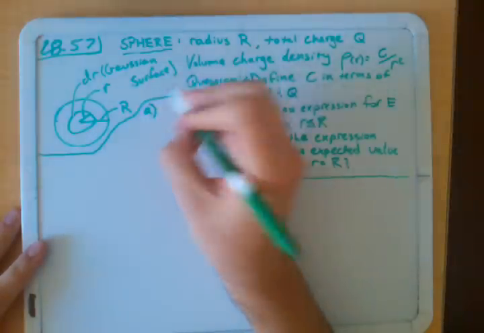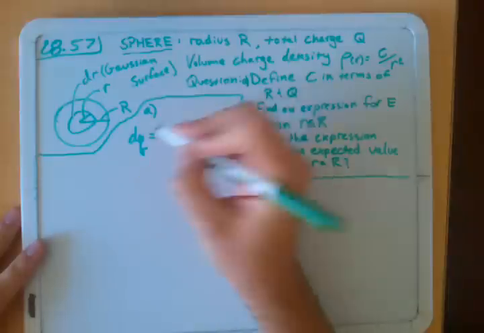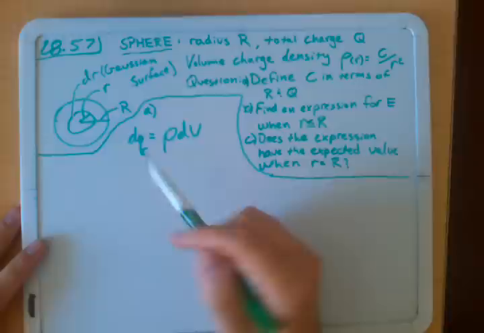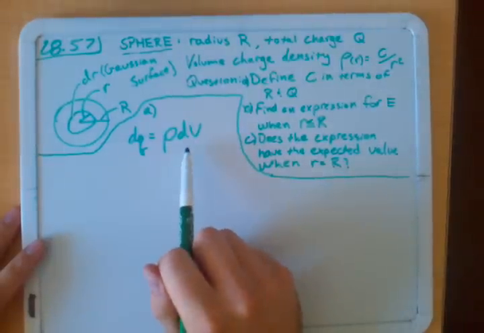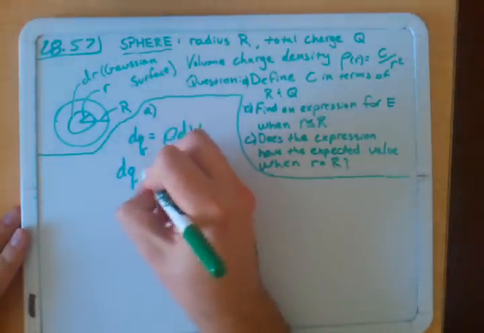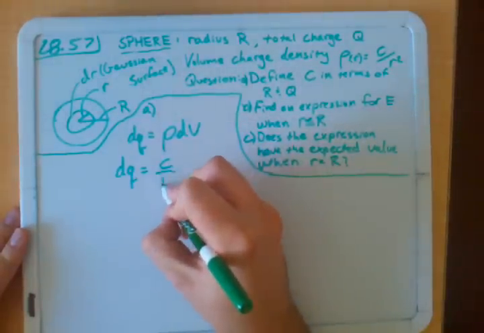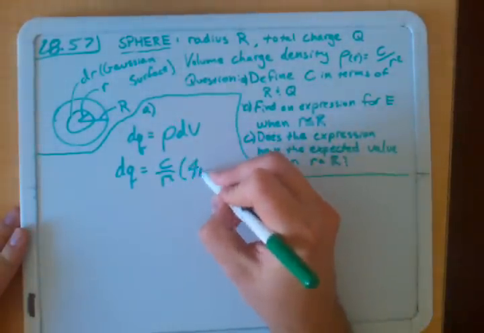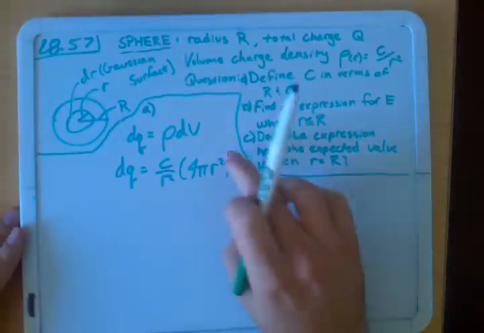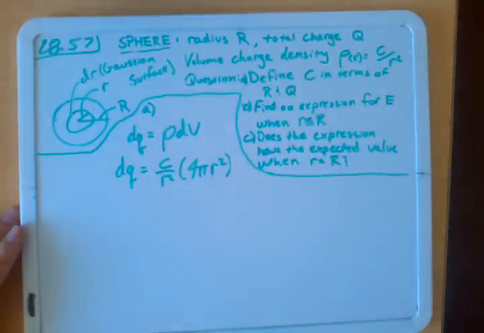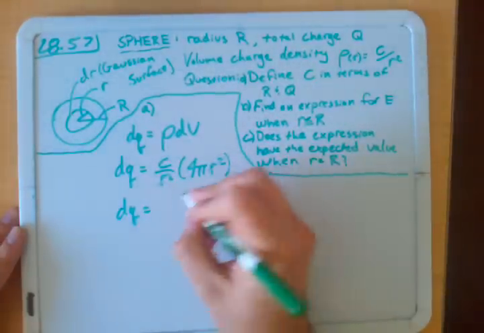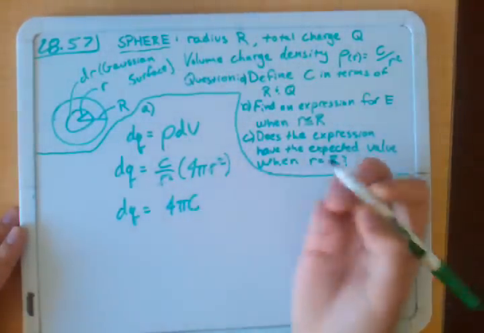So we have part A. dq equals rho dV, and we're given rho, and in this case the Gaussian surface that we're using is a sphere, and the integral of the volume for the sphere is 4 pi r squared. So we'll go ahead and plug those in. So we're going to have C over r squared times 4 pi r squared times dr, because the dr will be added later when we integrate. But so the r squareds are going to cancel. So we're going to get dq equals 4 pi C.